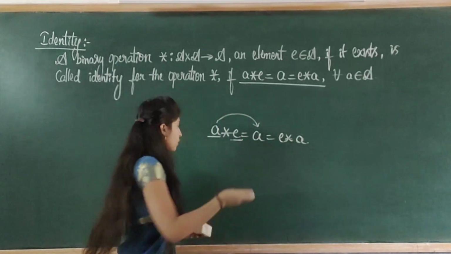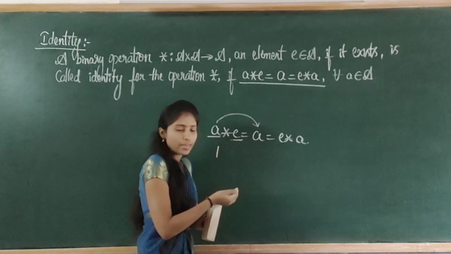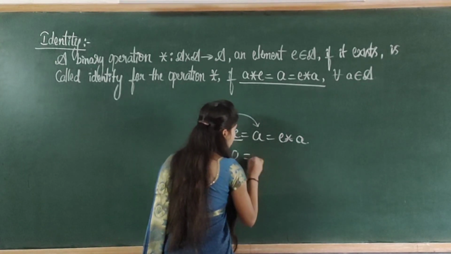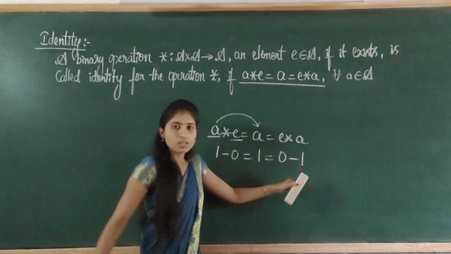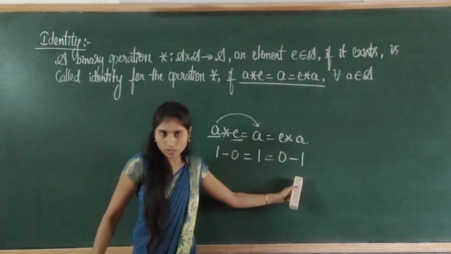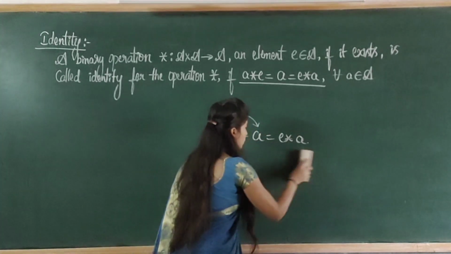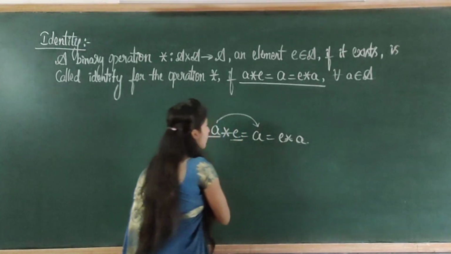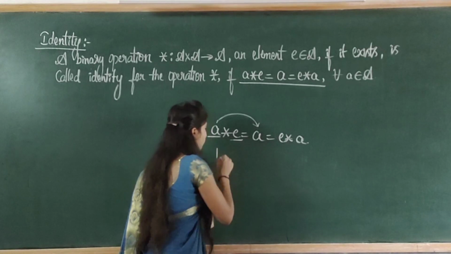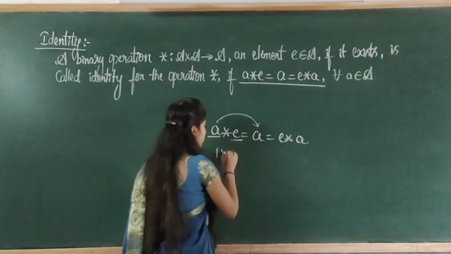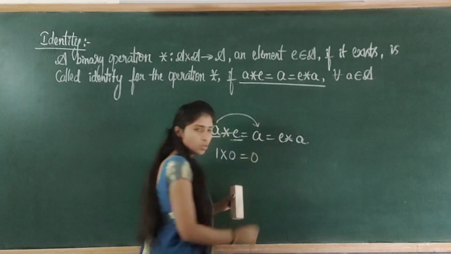Subtraction is not possible. I will show you. See here, 1 minus 0 means you will get 1. But here 0 minus 1 is minus 1, and 1 is not equal to minus 1. So subtraction is not possible in identity. Okay. Next, see for multiplication. In multiplication, if you put 0, what happens? 1 into 0 is 0. This is not possible, right?